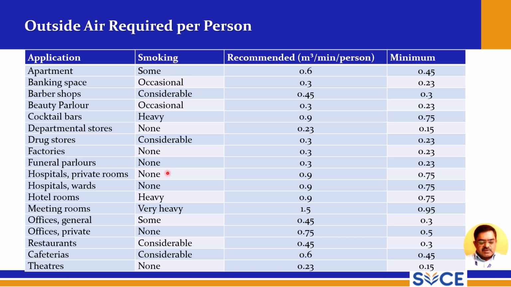In most of the cases, smoking is none, and the recommended values in cubic meters per minute per person are given here, and the minimum values are given here. The minimum value is also in cubic meters per minute per person.